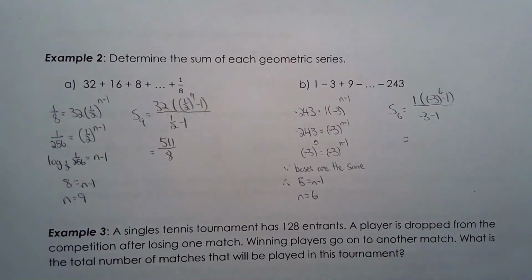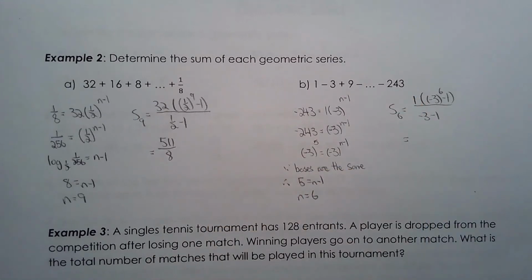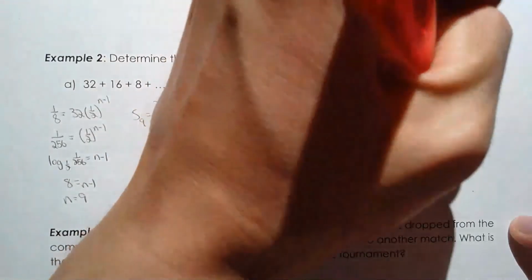So because the last term is negative here, the sum will be negative 182. Okay.